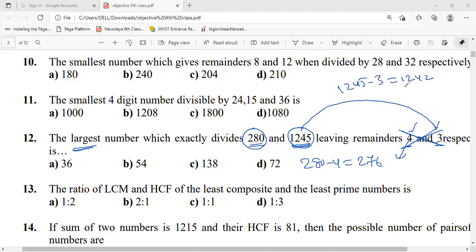Now take the HCF of these 1242 and 276. You will get the answer, 138. Okay, we'll do the HCF of 276 and 1242.